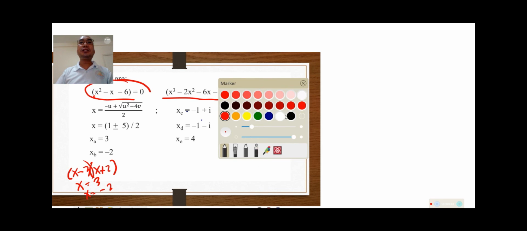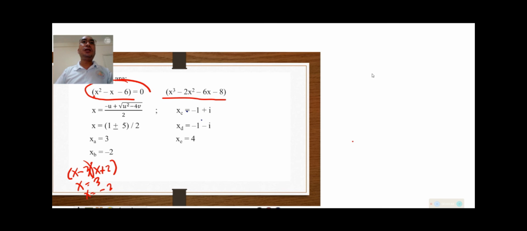The same process still applies for finding the roots of x cubed minus 2x squared minus 6x minus 8, or getting the values of x for that equation. So we will still be using synthetic division. We will place here the coefficients 1, negative 2, negative 6, and negative 8. But the problem is, what shall be used as a divisor for the equation?